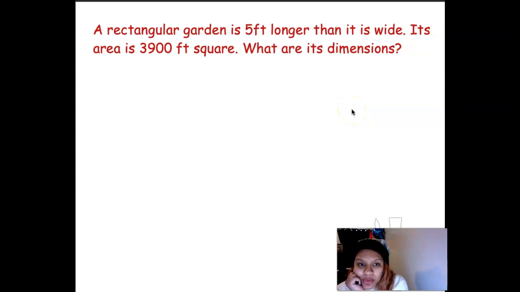In this example, we're going to use a quadratic formula to solve. Let's go ahead and read it. It says, a rectangular garden is 5 feet longer than it is wide. Its area is 3,900 feet squared. What are its dimensions? So let's write down what we know.